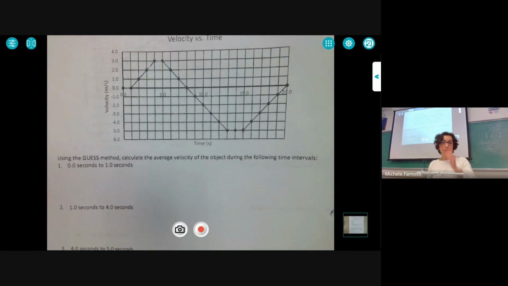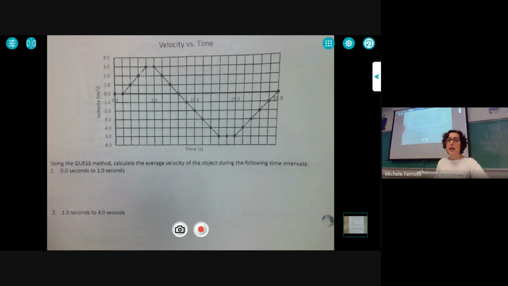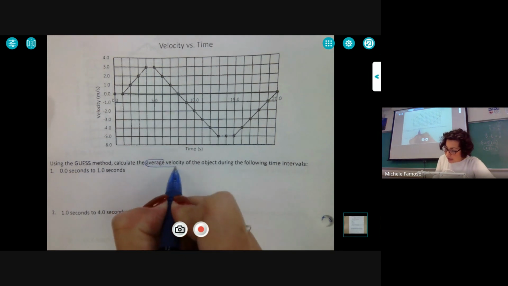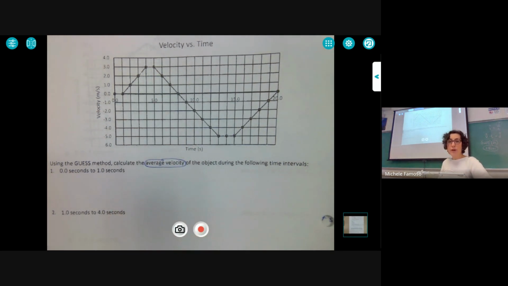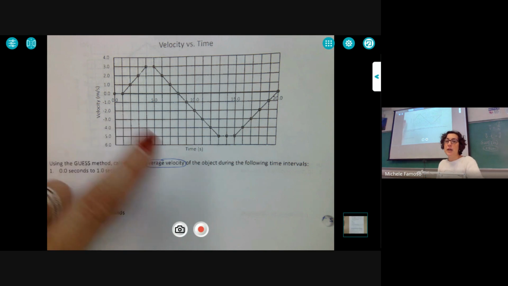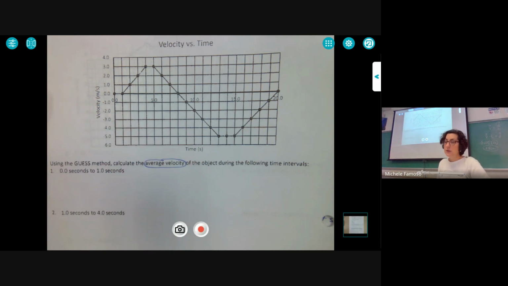This one's giving you a velocity time graph. I want to know what is the average velocity during each of these time intervals. Oh, how do we get the average velocities? You remember what we have to do? You have your notes in front of you, right? Pia, can you tell me how we get an average velocity from a velocity time graph? Yes, initial plus final over 2.